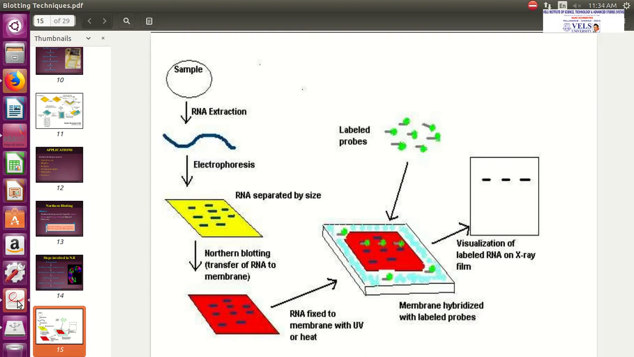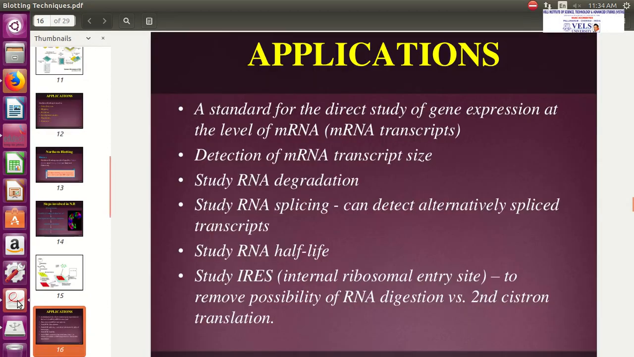This is the simple process which takes place in the Northern blotting for detecting the RNA from the sample. Okay, so the application of Northern blotting is a standard for the direct study of gene expression from the RNA, and detection of RNA transcript size, study of RNA degradation, study of RNA splicing.